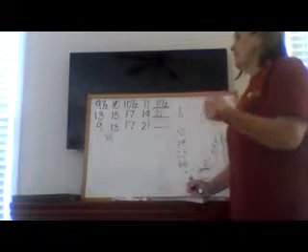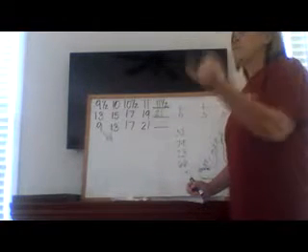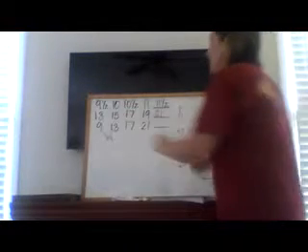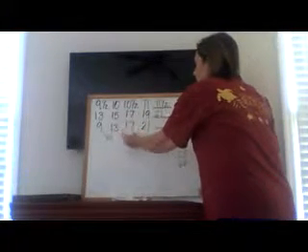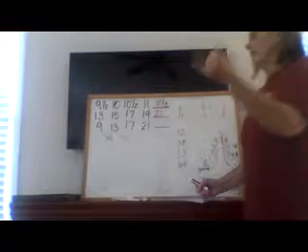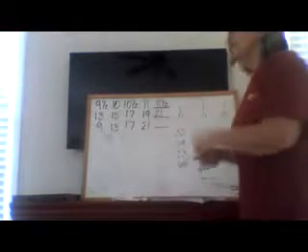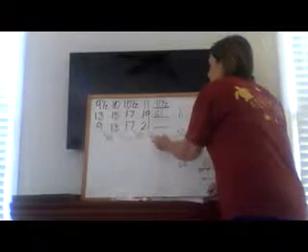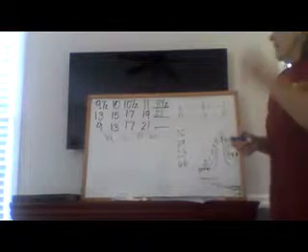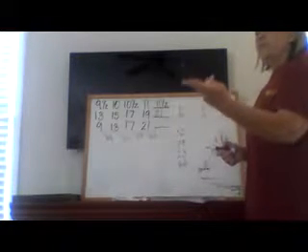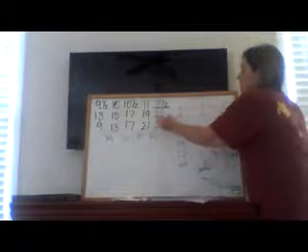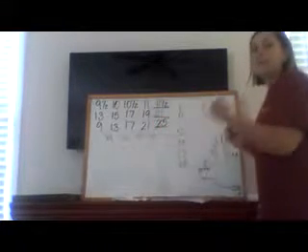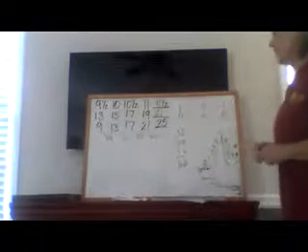From 13 to 17, after 13 comes 14, 15, 16, 17. Again, I added 4. After 17 comes 18, 19, 20, 21. Again, I added 4. So to find my next number, I'm going to add 4. After 21 comes 22, 23, 24, 25. That's not a regular counting pattern, but it is a pattern. And you need to be able to think through, show your mathematical thinking, and get your answer.